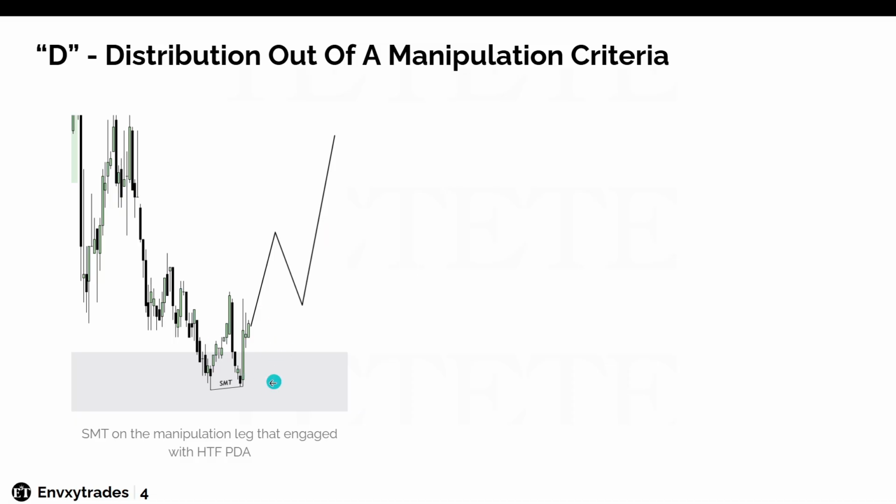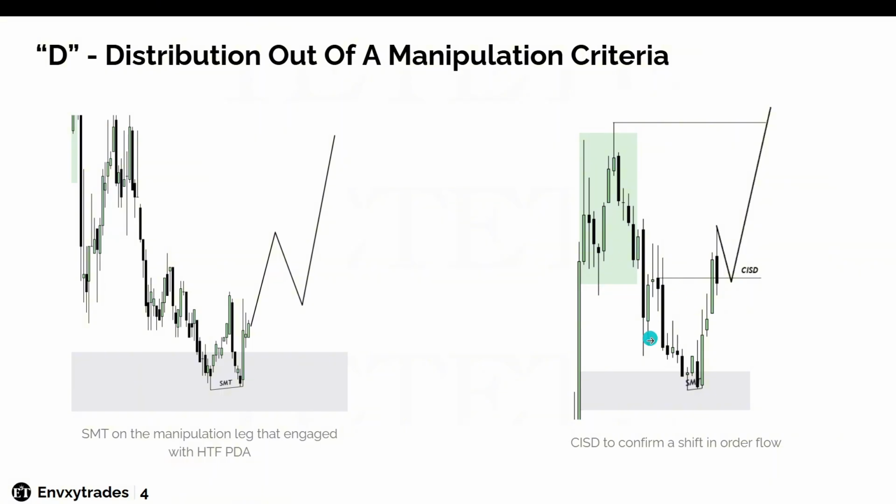The first step, of course, is an SMT on the manipulation wick that engages with the higher time frame PD array. As you can clearly see, we have a nice internal SMT, giving us one out of the 2 concepts that we need in order for price to actually reverse. And the second concept that we need to reverse is a change in the steady delivery to confirm a shift in order flow. So with this SMT at the lows, we need a change in the steady delivery on the aligned time frame for price to actually continue pushing higher. And once we've seen these 2 concepts, we can automatically assume that the reversal conditions have been met and we can look to target the opposing side of liquidity.